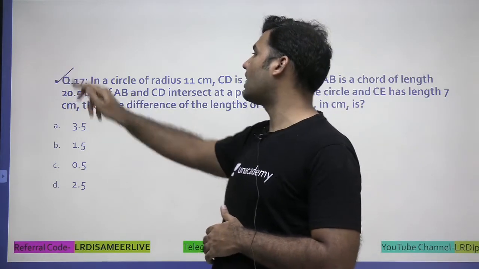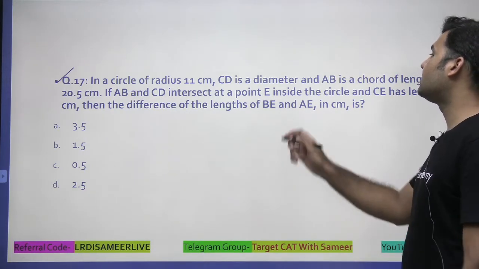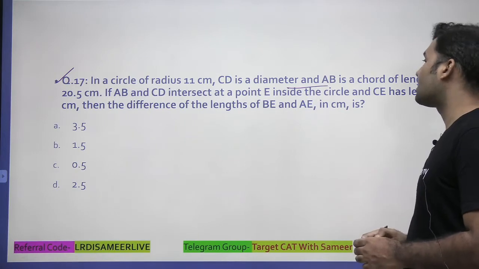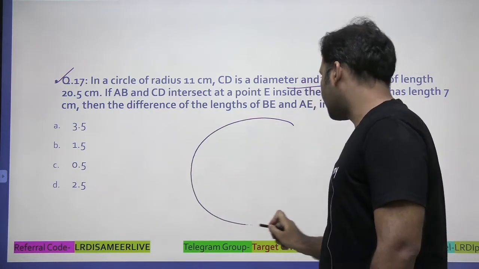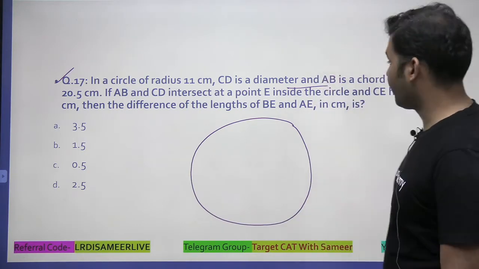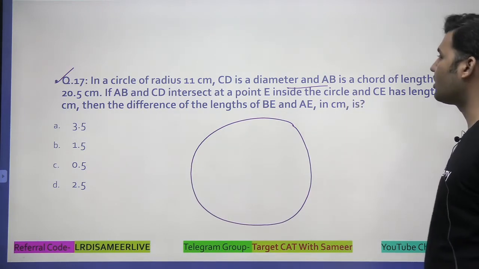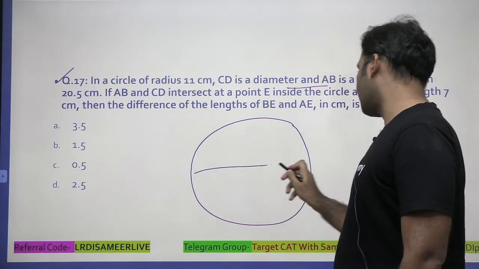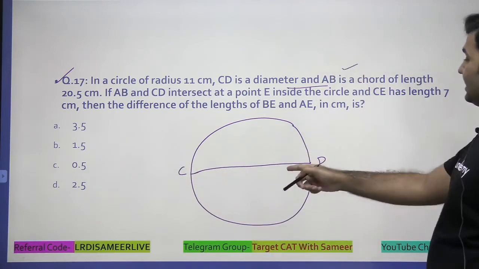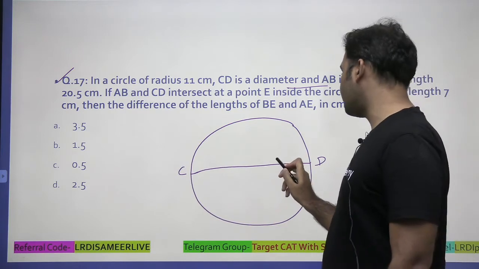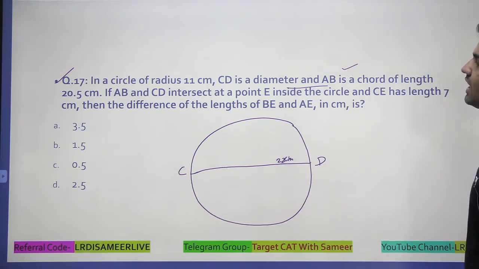Look at the next question, you will laugh at the level of difficulty of this question. In a circle of radius 11 centimeter, CD is a diameter and AB is a chord of the circle of length 20.5. Again, draw a circle. If the radius is 11, the diameter would be 22. CD is a diameter, and the whole length of CD is 22 centimeter. AB is a chord of length 20.5 centimeter.